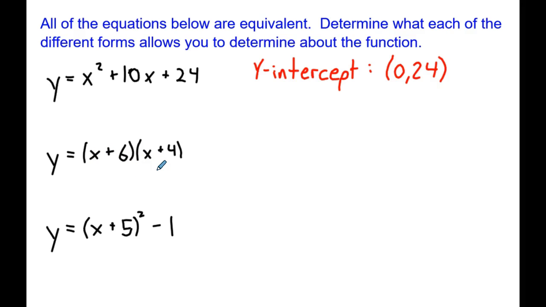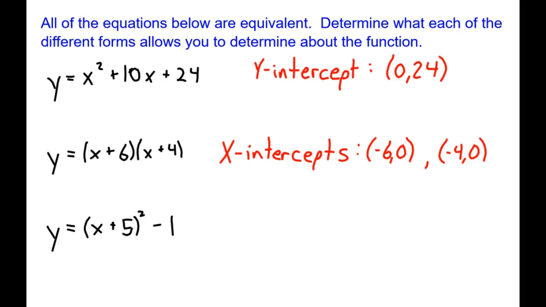And we said those solutions, those x values, are the same as the x-intercepts on the graph. So when we're in factored form, we can quickly identify the x-intercepts. In this case, the ordered pairs would be -6, 0 and -4, 0, because when we have an x-intercept, the y value is going to be 0.